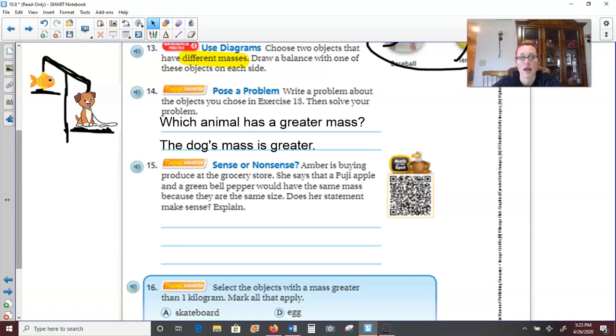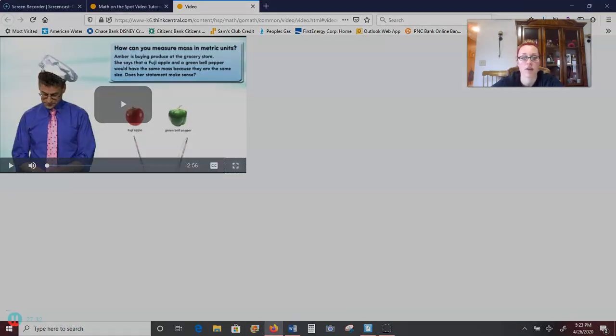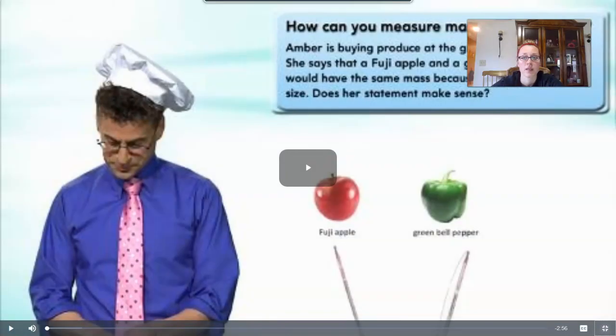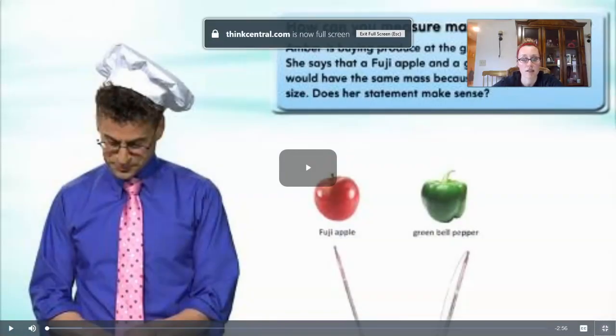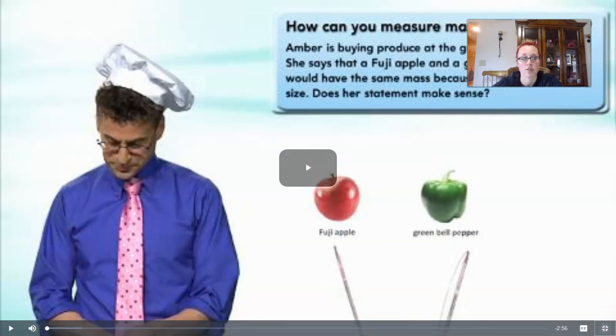Explain. Now, I might think right off the bat very quickly, well, yeah, that makes sense because they are about the same size. When you think of a green pepper and an apple, yeah, they're about the same size. But we cannot just consider the size of objects when we're trying to calculate their mass. So let's take a look at the video and see how our math friend explains to us if this makes sense or not with what Amber is saying. So sit back and enjoy the video.